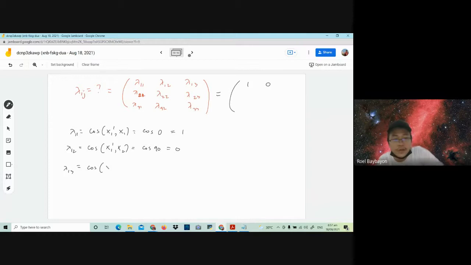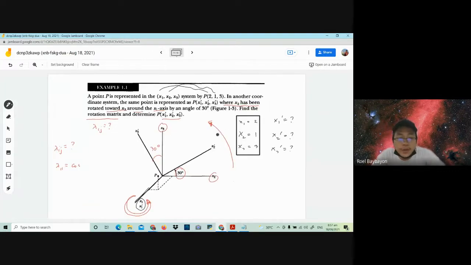Next, x1 prime and x3. What is the cosine of the angle between x1 prime and x3? What is the angle between x1 prime and x3?